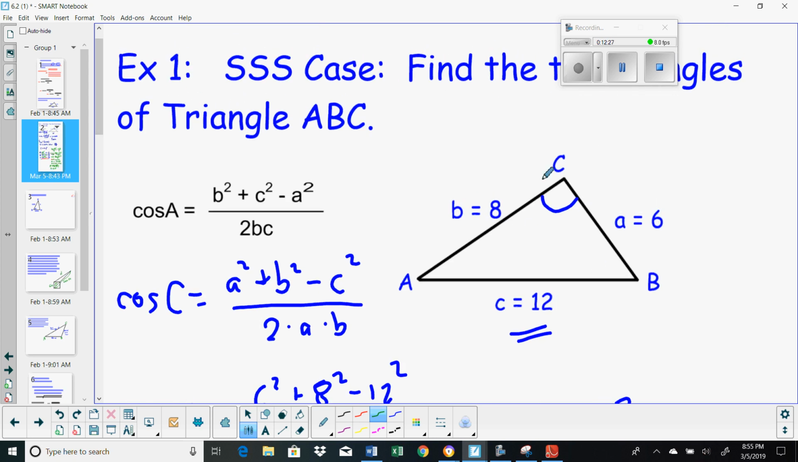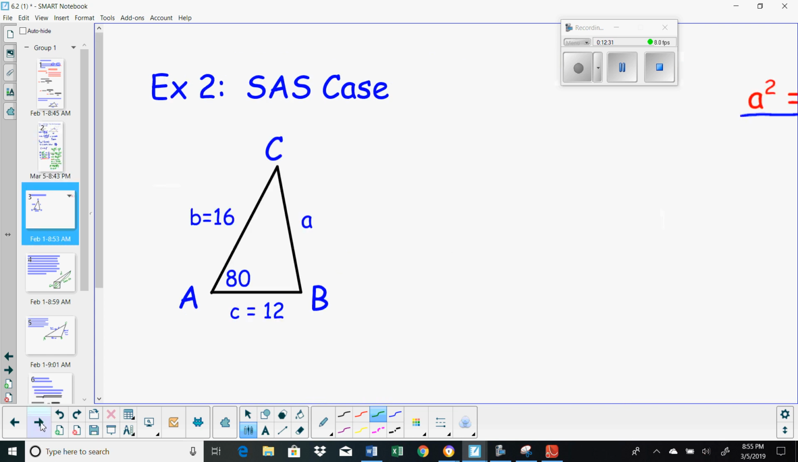And in this example, this was the SSS case where we were given three sides. Let's take a look at example 2. In this case, this is an SAS case, meaning we have a side, angle, side situation. So two sides and the included angle.